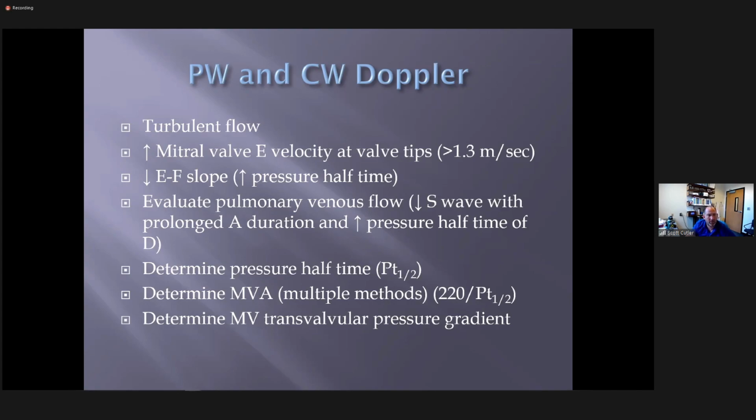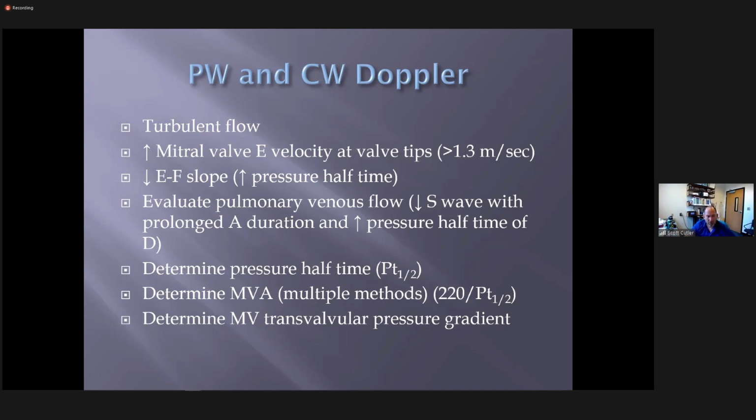Good. Okay, so just go over these. You've got evaluation of the pulmonary venous flow. There's going to be a decrease in the S wave with a prolonged A duration and increased pressure half time of the D. Determine the pressure half time of the valve itself. That's going to be done by CW Doppler, and we do it just like we do the deceleration time. You're going to measure the peak of the E, and draw along that line, that deceleration, and that gets extrapolated out to baseline. If these are actual stenotic valves, you should be measuring a minimum of 3 consecutive beats on every one of them on a normal heart rate. Abnormal heart rate, always go to 5.